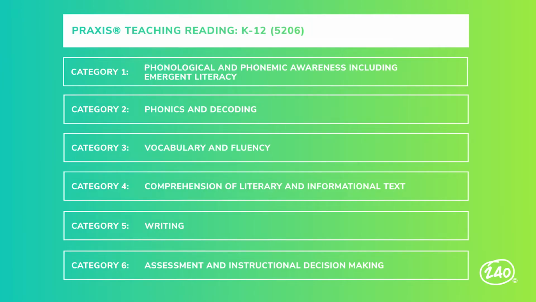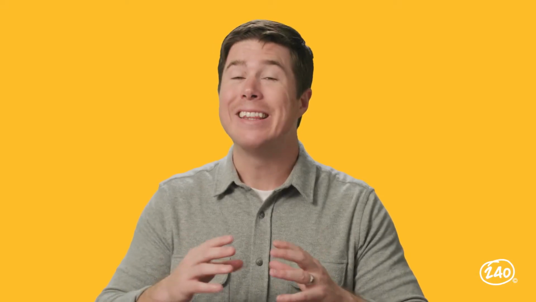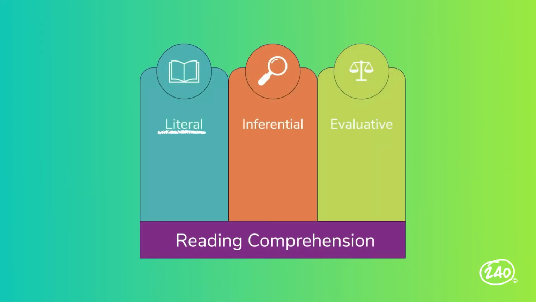Now it's time for category 4, comprehension of literary and informational text. Remember, this one's a little bigger than the other multiple choice categories, so it's very important to focus in and really understand what's going on. Because in this category, students move from learning to read to reading to learn. You'll need to know the difference between literal, inferential, and evaluative comprehension, and you'll need to be able to recognize which strategies or types of questioning is best to develop each kind of comprehension in students.